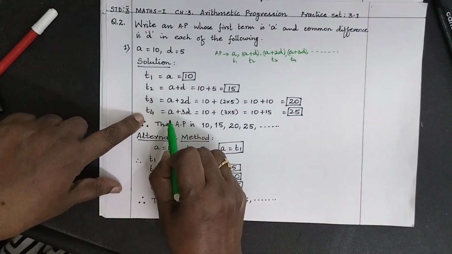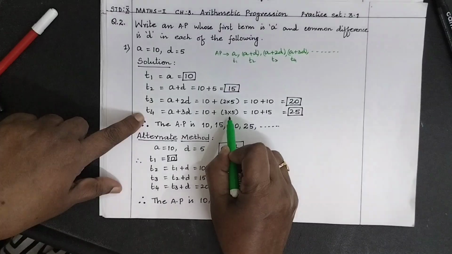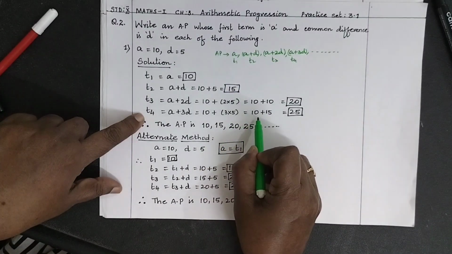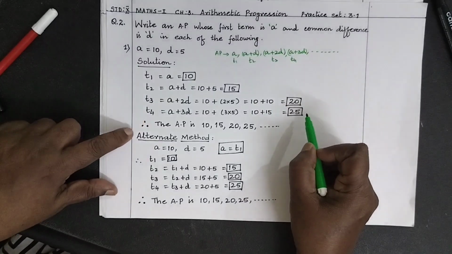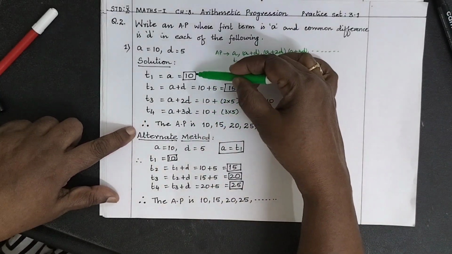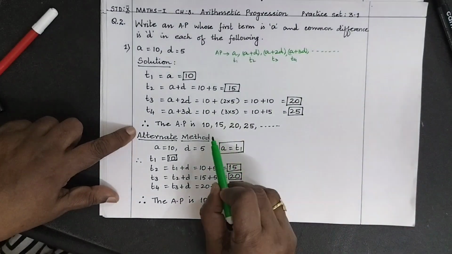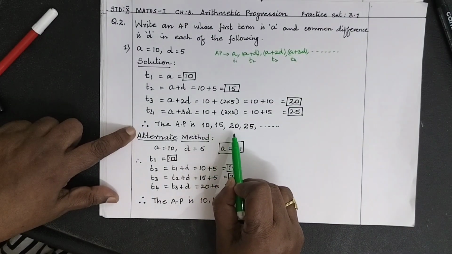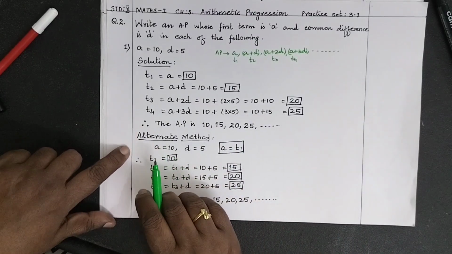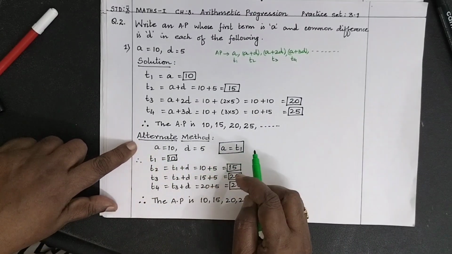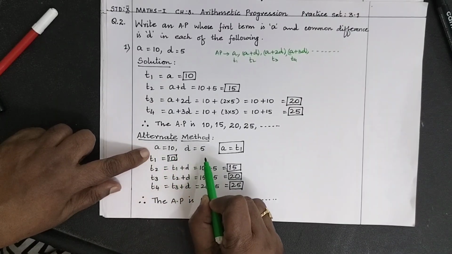And T4 is what? A plus 3D. So 10 plus 3 multiplied by 5, which is equal to 10 plus 15, which is equal to 25. Therefore, the AP is first term, second term, third term, fourth term, etc. 10, 15, 20, 25, etc. Now, one more method I'll teach you.